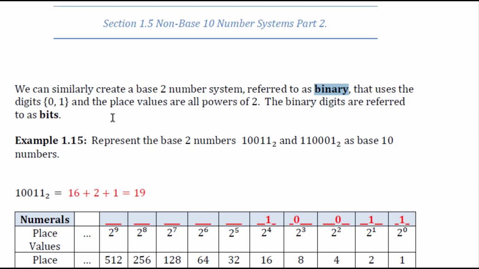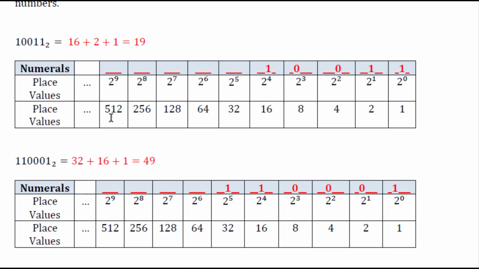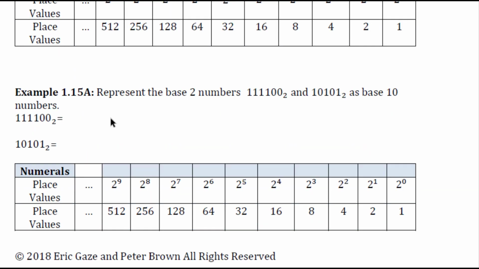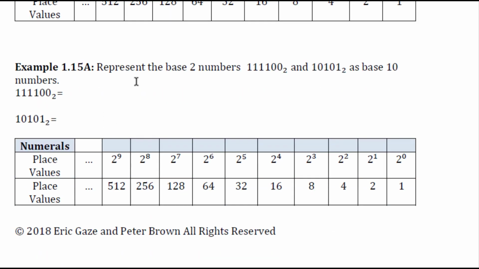So again, you want to read the book first, and don't worry if you understand everything, but it gives you some background. So I'm going to go right to 1.15a, and we're going to take a look at the place value system here, and then we're going to look at these numbers in base 2 and convert them to base 10.